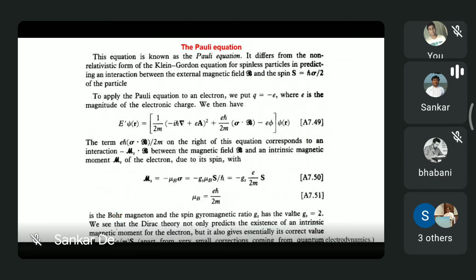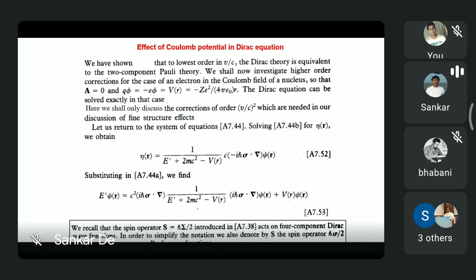Yes, in Pauli's equation, this is defined as S is equal to ħσ/2. So this is not in 4 by 4 matrix form. There is some important note over here.